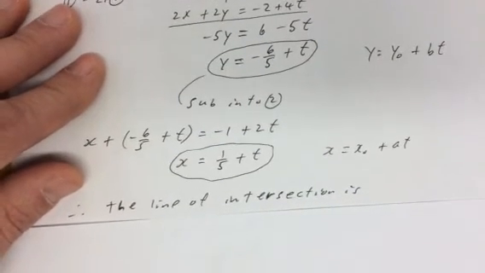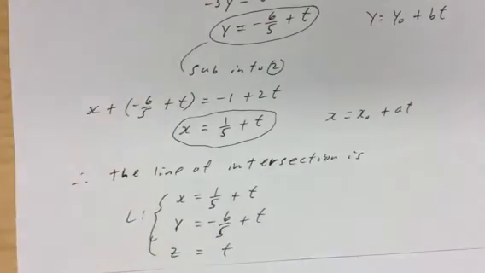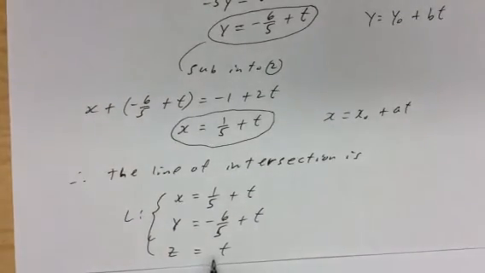That wouldn't be true in general. Now you can write the line of intersection as this set of parametric equations. And if you need it in vector form or symmetric form, then you just convert it.